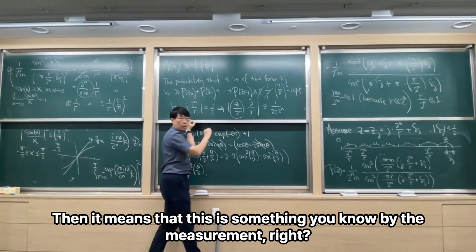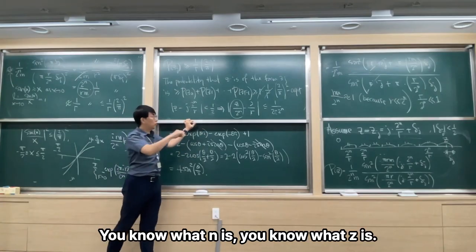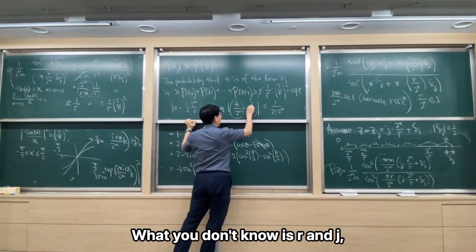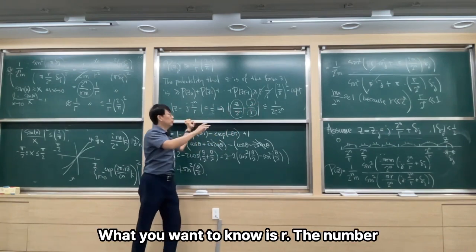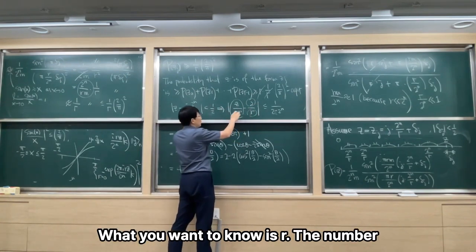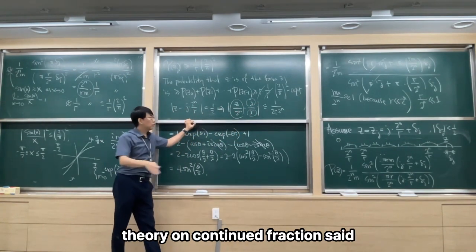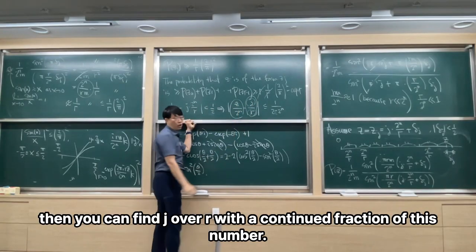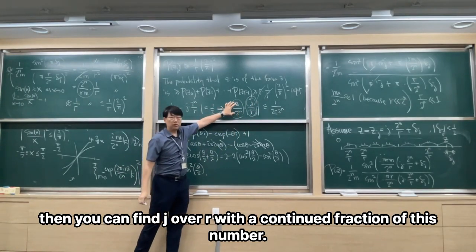this is something you know by the measurement, right? You know what n is, you know what z is. What you don't know is r and j, but j doesn't really matter. What you want to know is r. The number theory on continued fractions says if you have this inequality, then you can find j over r with a continued fraction of this number.